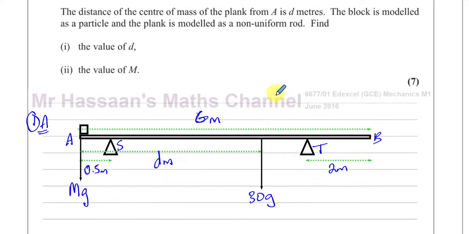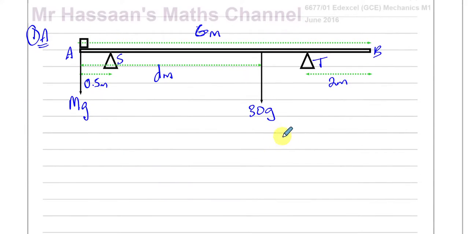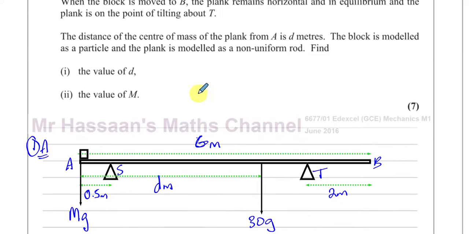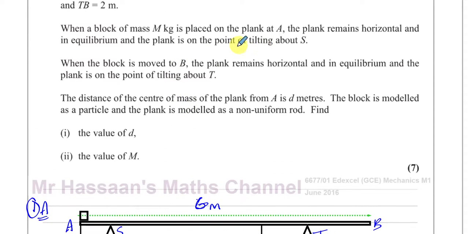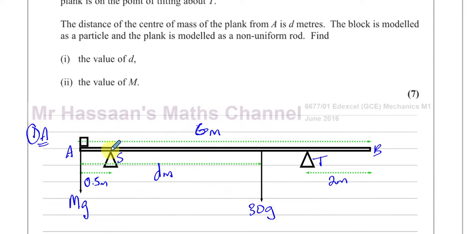Okay, so they gave us two situations. One situation is where the block is at A, so mg is acting here, and in this case it says it's on the point of tilting about S, meaning it's about to tilt upwards like this. So if you put this weight here, we have to find the value of m and d such that this will be about to tilt.